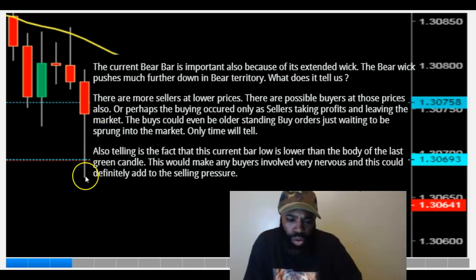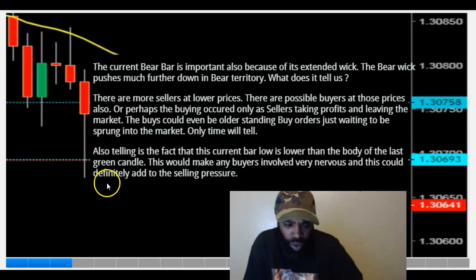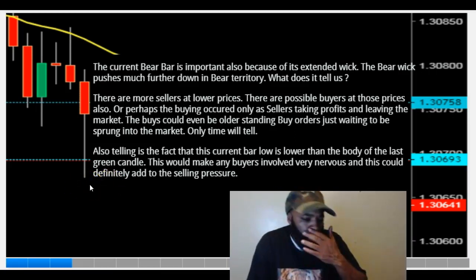The buys also could be what we call standing-by orders, just waiting to be sprung into the market, right? They're buy orders sitting here, kind of like pending buy orders. So when the market reaches there, those orders are opened, and whoever has those orders is popped into the market.